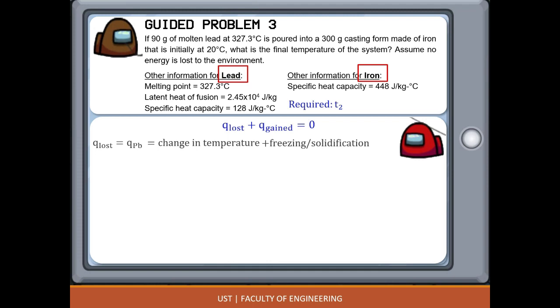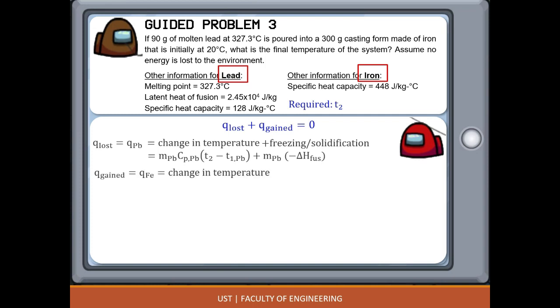heating curve of water. Now, in terms of the variables given, heat lost due to change in temperature can be calculated as mass of lead multiplied by the specific heat of lead and the difference of the final temperature T2 and the initial temperature of lead. Then, for the heat associated with solidifying, the mass of lead should be multiplied to the negative value of heat of fusion, since fusion is from solid to liquid, and we want the heat from liquid to solid.